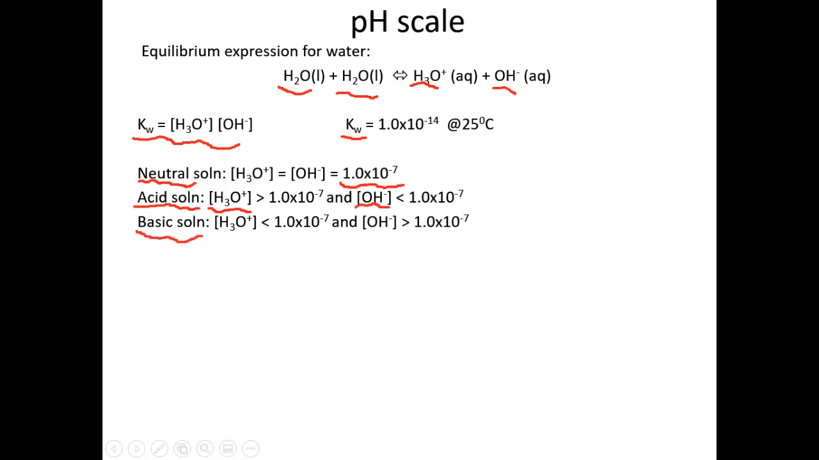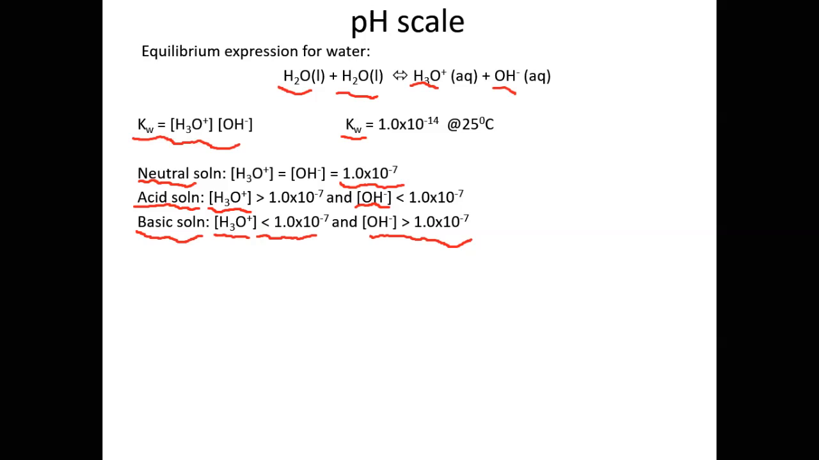Next, we have a basic solution. A basic solution is the opposite of acidic. The hydronium ion concentration is less than 10 to the negative 7th, and hydroxide is greater than 10 to the negative 7th. But as you can imagine, dealing with these tiny numbers, it's hard to scale what an acid or base is. So what do we do?